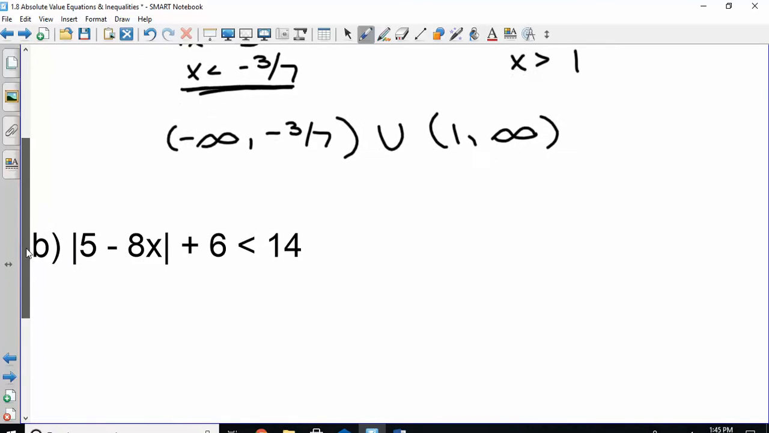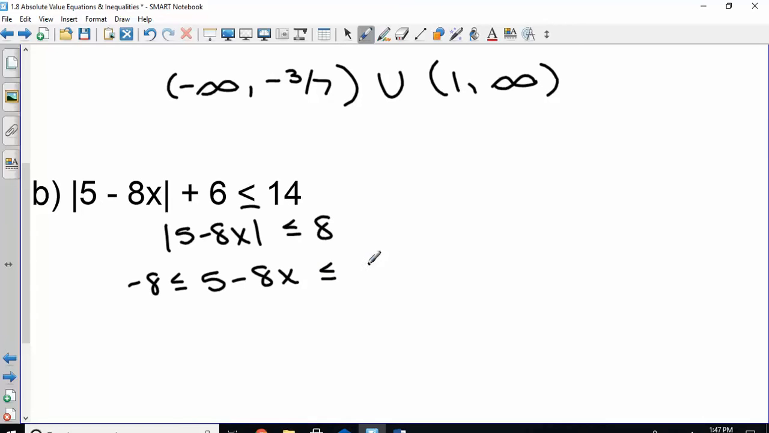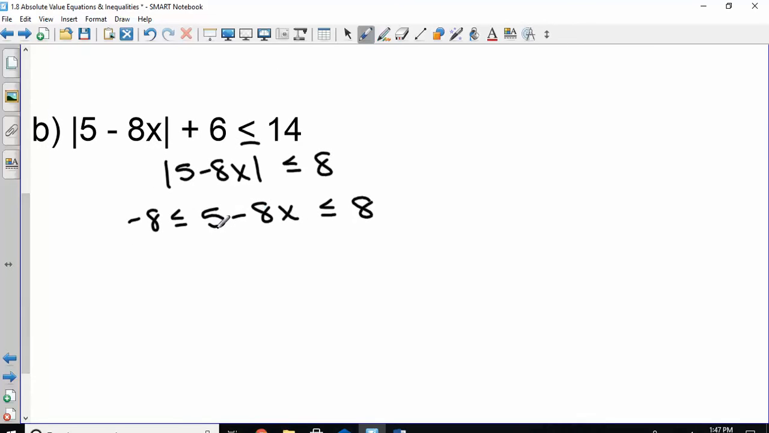Why don't you guys do B? Make this one less than or equal to. So first we subtract our 6. Is this an and or an or? And, so we put it in between the negative and the positive. Okay, subtract your 5 from everything. Divide by -8, which does what?